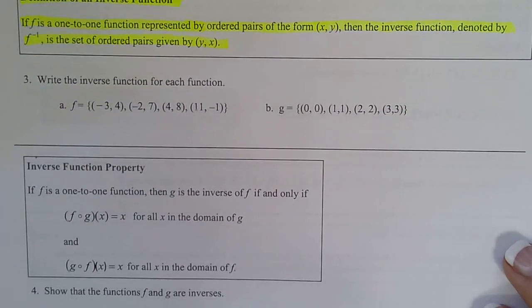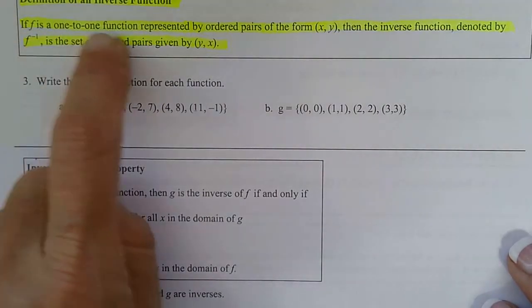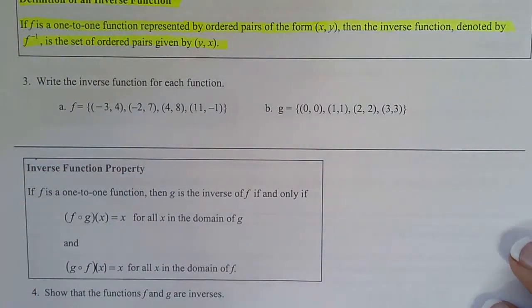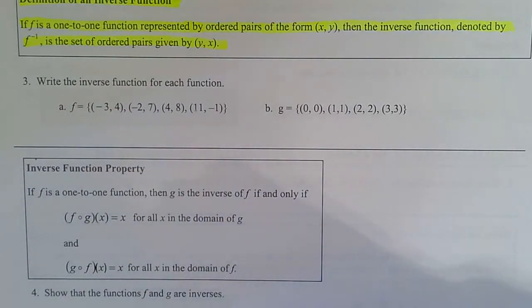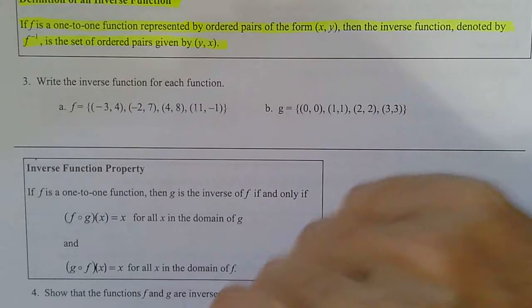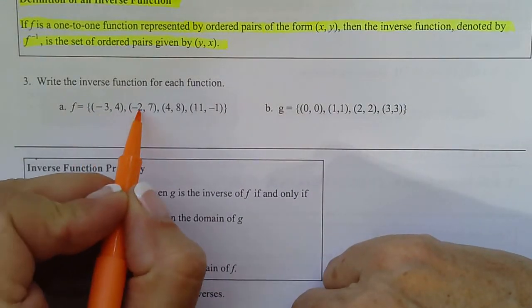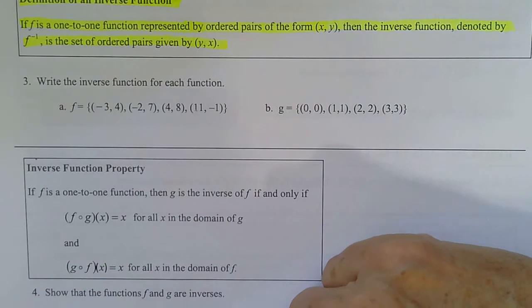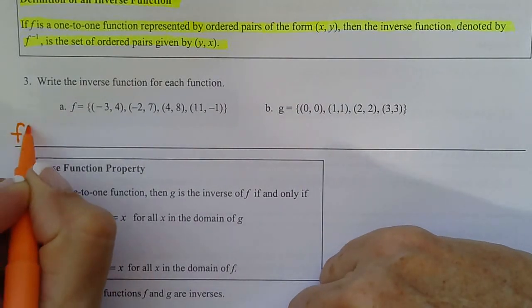Okay, so it says if f is a one-to-one function, now let's see, write the inverse of each function. So first we have to make sure it's a function. -3, -2, 4, 11. Yes, it's a function. So now we can write our inverse and use your proper notation.